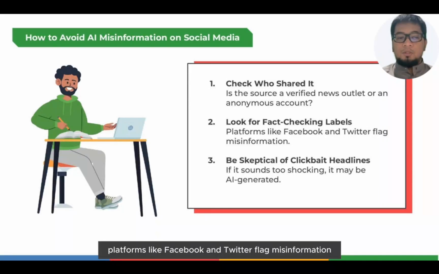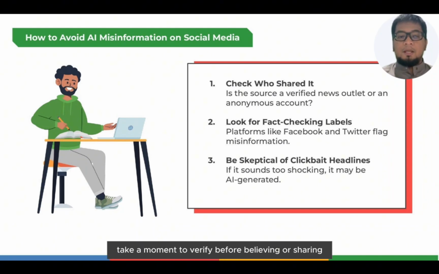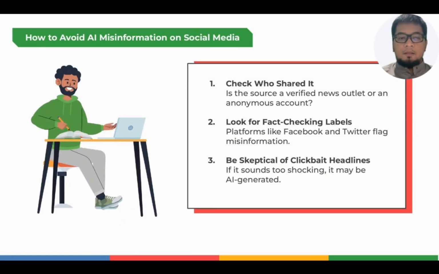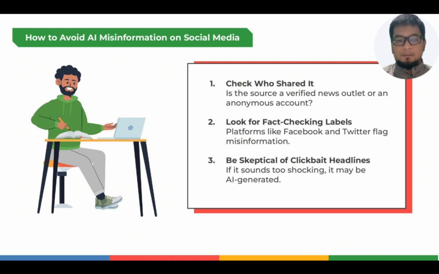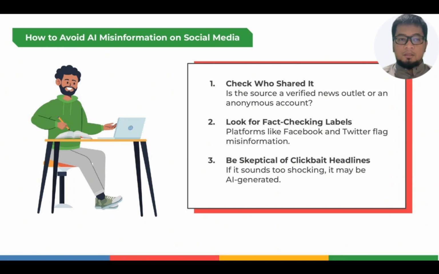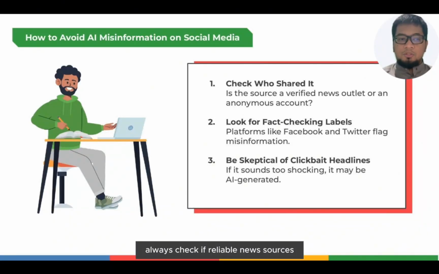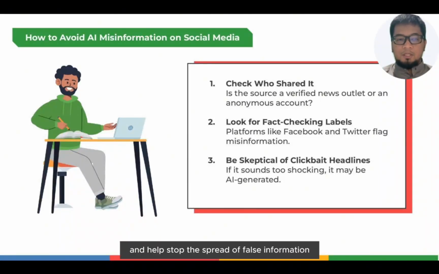Platforms like Facebook and Twitter flag misinformation. If a post has a fact-check warning or is marked as misleading, take a moment to verify before believing or sharing. 3. Be skeptical of clickbait headlines. If a headline sounds too shocking or outrageous, there's a good chance it's AI-generated or exaggerated. Always check if reliable news sources are reporting the same story. Staying informed is your best defense against AI misinformation. Keep questioning, keep verifying, and help stop the spread of false information.